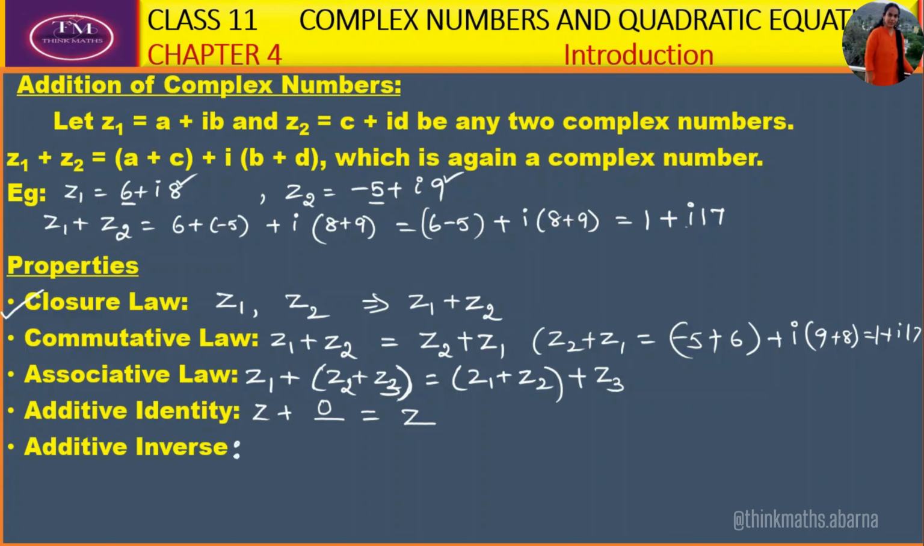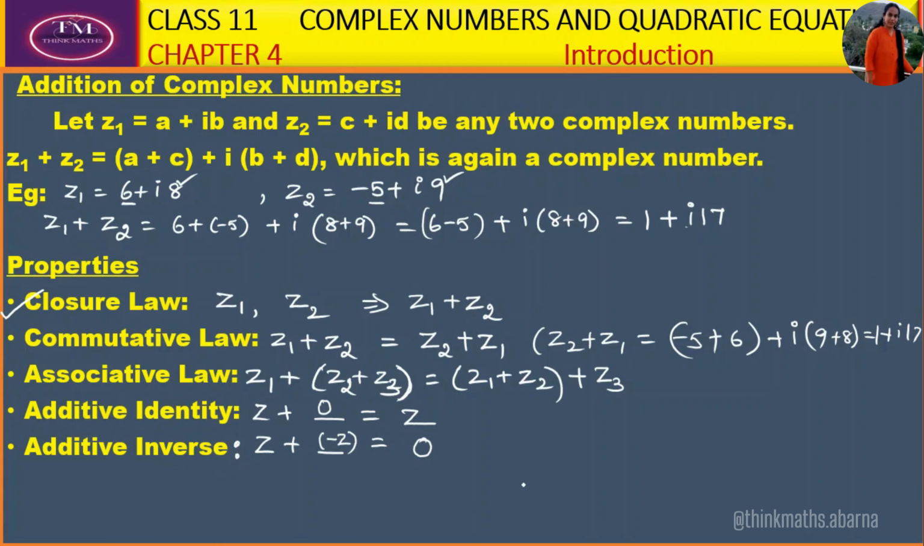Next one is additive inverse. What do you mean by inverse? If you add something to the complex number, the answer should be 0. What should you get? If it is positive, it should be negative. If it is negative, it should be positive. Only then we will get 0. So minus z is the additive inverse.